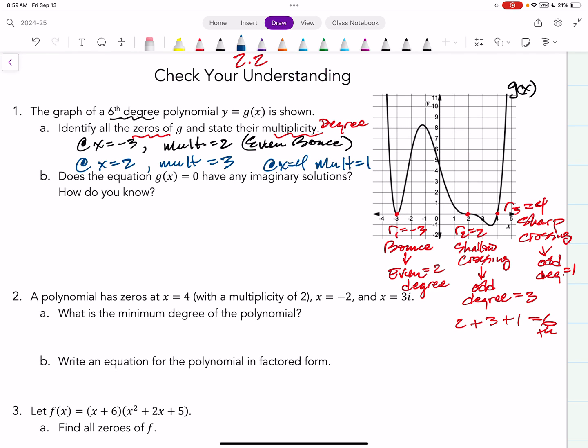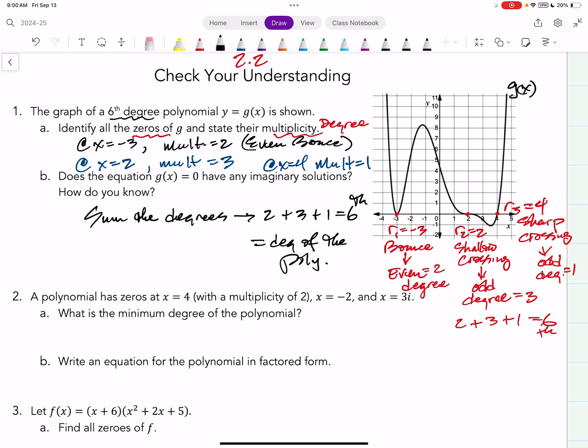Part B, does the equation g of x have any imaginary solutions? How do you know? We add up the degrees. Sum the degrees. Degree 2 plus degree 3 plus degree 1, and we get 6th degree here, which is the degree of the polynomial, so it equals the degree of the polynomial.